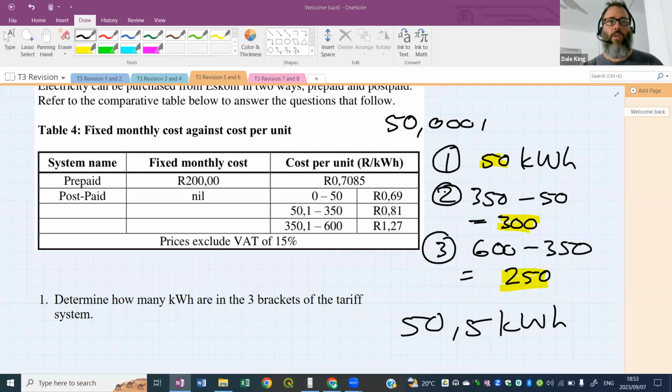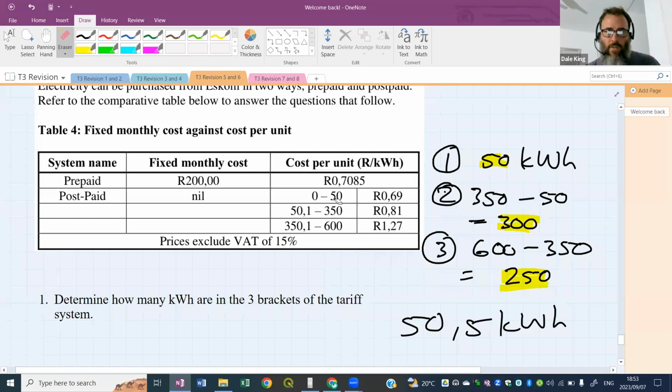So question one says, how many kilowatt hours are there in each bracket? In the first bracket from 0 to 50, we can see they're written on the side. The first bracket is 50 kilowatt hours. 50 minus 0 is 50. Second bracket from 50,1 to 350, which is the same as just over 50 to 350, we got about 300 kilowatt hours there. And then in the last one, from 350 to 600, we've got 250 kilowatts in there. So we've got 50 in here, 300 in here, and 250 in here.